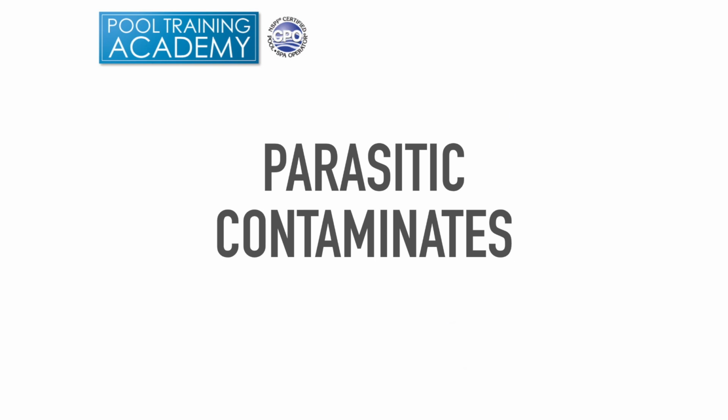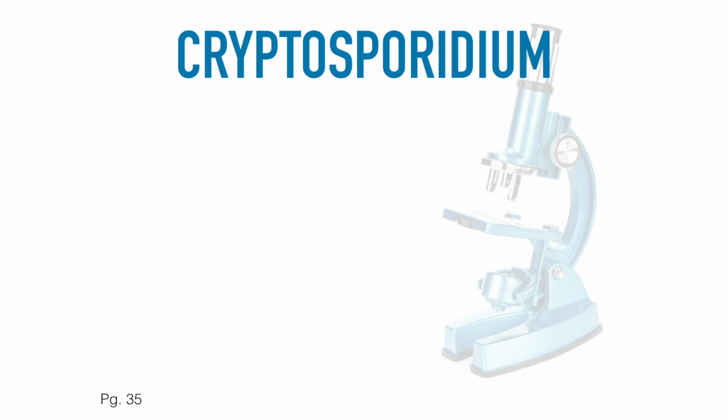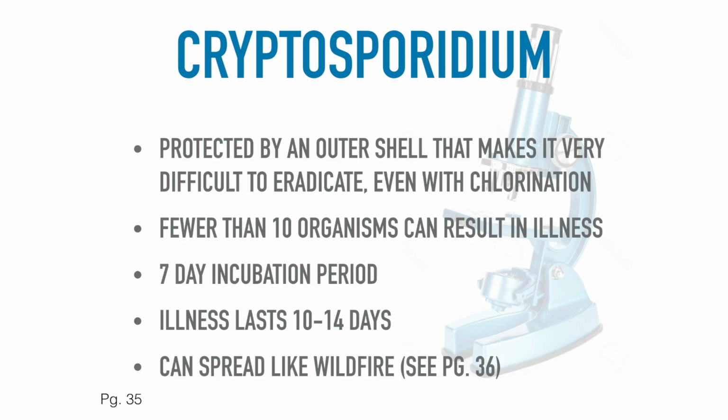The first is our parasitic contaminants. The first one we're going to talk about is cryptosporidium. Now, if you remember cryptosporidium from earlier sessions, it is very difficult to kill off with chlorine. And if we recall, the evidence is inconclusive that it will even be killed off whatsoever by chlorine.